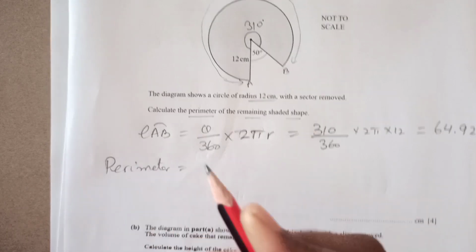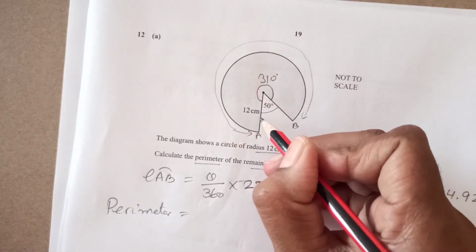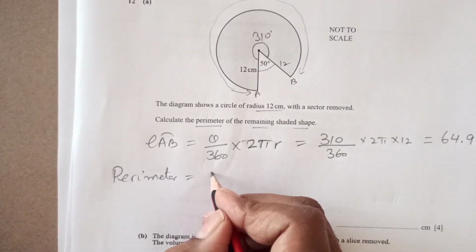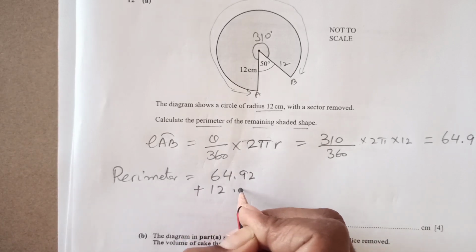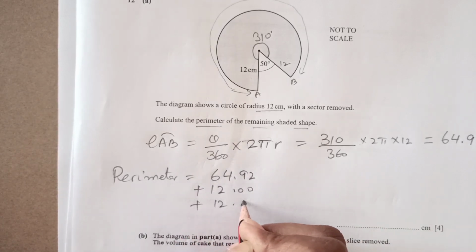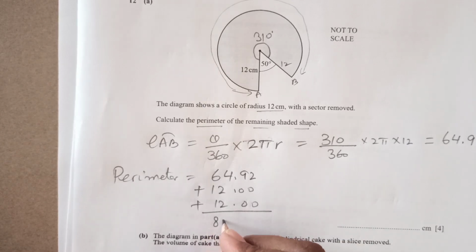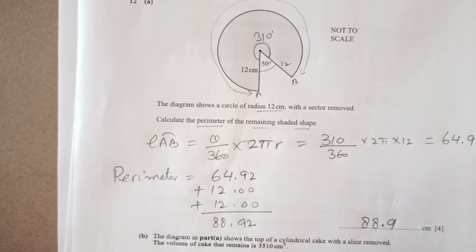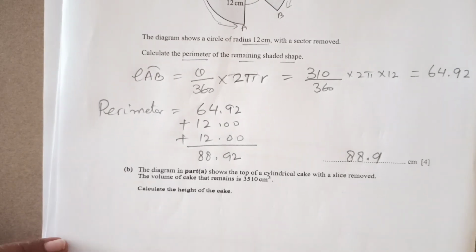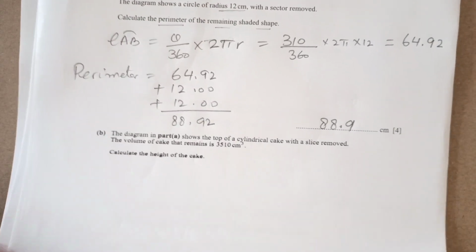So now we are looking for the perimeter of the remaining shape. The perimeter will include this arc plus this 12 plus this 12. So I'm just writing it here, 64.92 plus 12 plus 12. So this comes out to be 88.92. So approximately 88.9 centimeters to 3 significant figures, right?